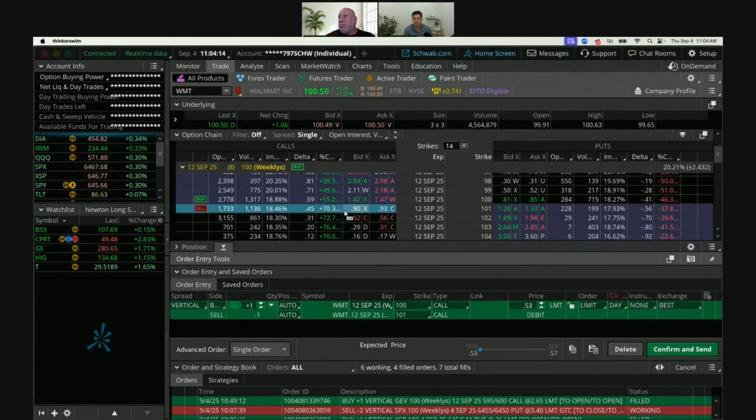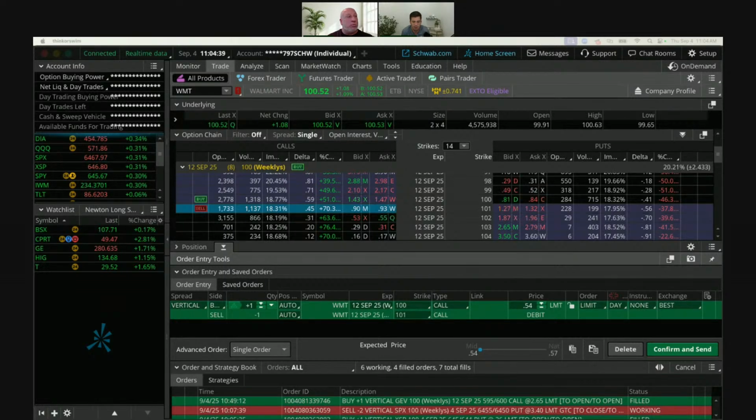Normally they come right in at the middle, but it's at 53 cents now. So Walmart: buy the 100 strike call, sell the 101 call. Again, we're just wrapping the current price. Current price is 150 cents. So we're buying 100, selling 101. It's at a 54-cent net debit right now.